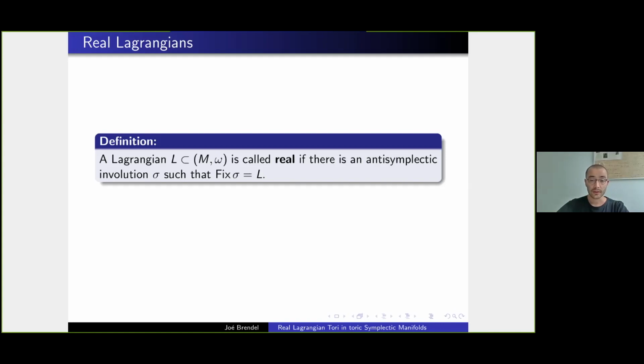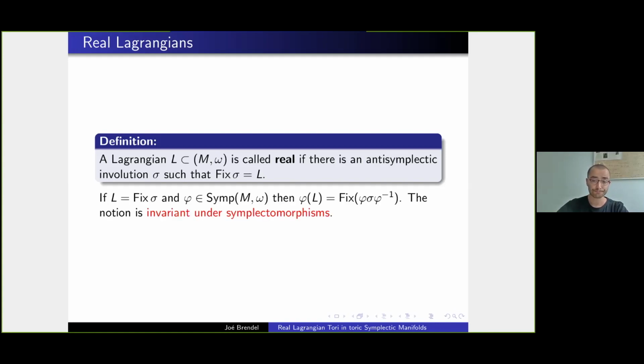Right. And so this has the nice property of being invariant under symplectomorphisms. So if you have such a real Lagrangian and you map it to another Lagrangian by a symplectomorphism, what you get will again be a real Lagrangian, just by conjugating the anti-symplectic involution. This turns out to be very useful in many contexts.